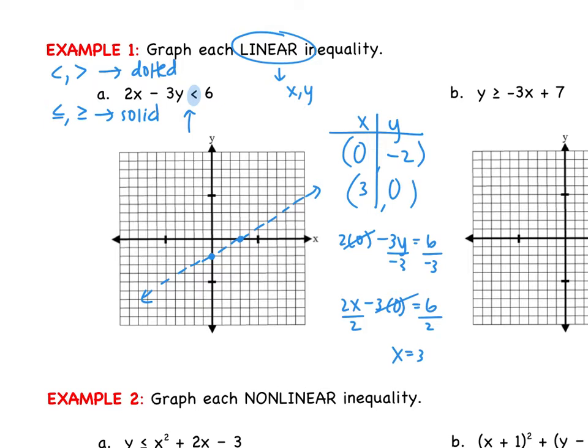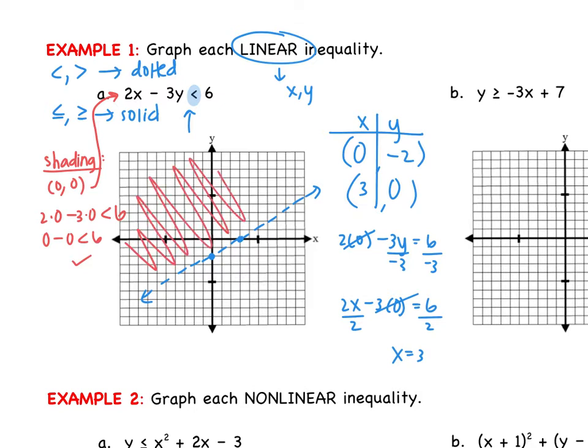And then like Jack said, we have to figure out our shading. How do you do that? You're going to pick a test point. Pick one that's convenient. The most convenient point here is the origin, 0, 0. You cannot pick a point on the line. It has to be a point that's not on the line. So I'm going to plug that point back into the original inequality. So I get 2 times 0 minus 3 times 0 is less than 6. So 0 minus 0 is less than 6. That's true. So we will shade towards 0, 0, or on the side where 0, 0 is.